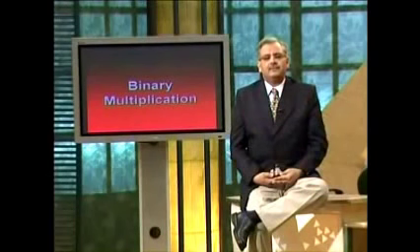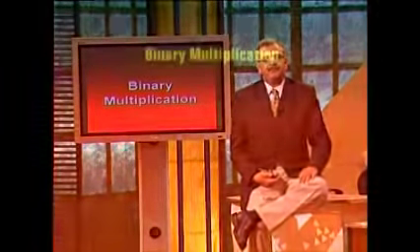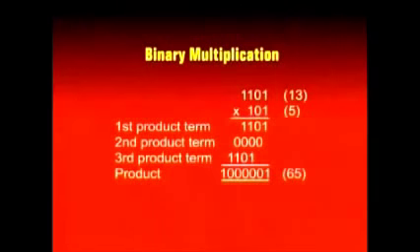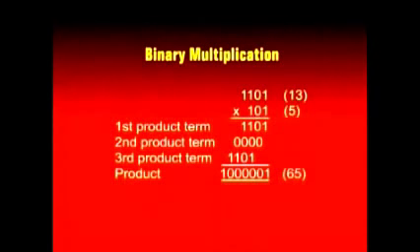Let us have a look at binary multiplication. Binary multiplication is identical to decimal multiplication. Let's multiply two binary numbers. The first number is 1101 and the second number is 101. The first product term is 1101. The second product term is all zeros and it is written shifted left by 1 bit. The third product term is again 1101 and it is written shifted left by 2 bits.